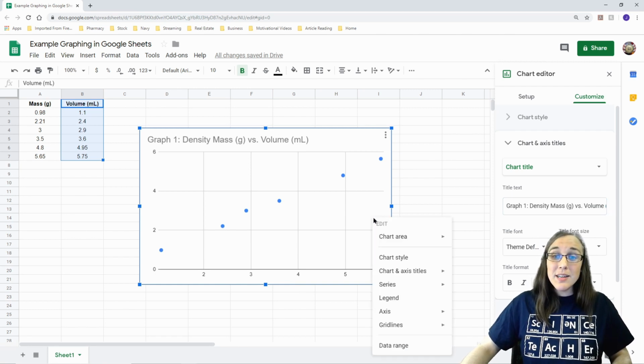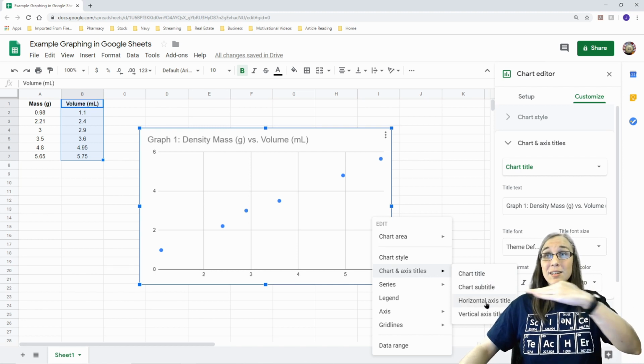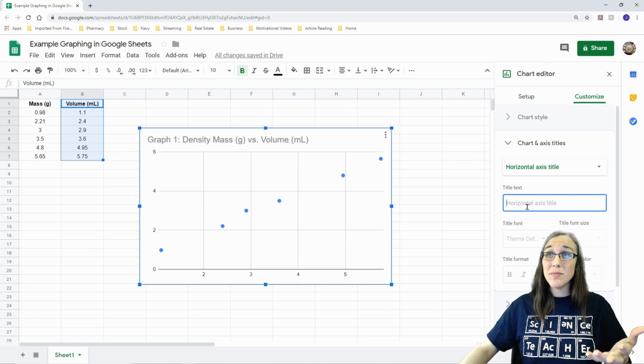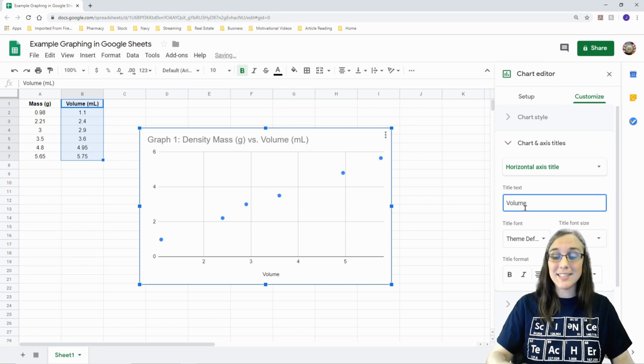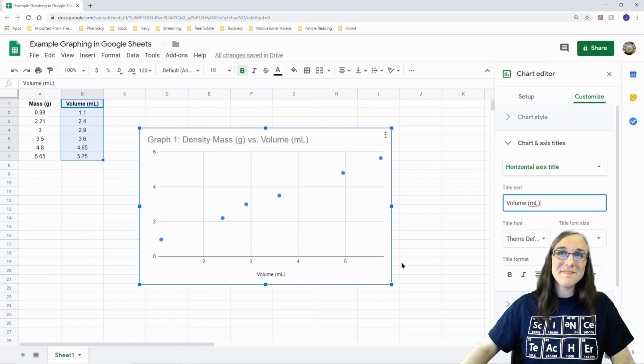Again, if you have a PC, right-click on the graph. If you have a Mac, two-finger click on the graph, and you'll see chart and axis titles. I want to go to my horizontal axis. Horizontal would be my x-axis. When I do that, I now have a pop-up bar over here that gives me a spot to put in my title. My x-axis, as mentioned before, again, y over x, mass over volume, volume is what belongs on my x-axis, and that's volume in milliliters. Don't forget those units.